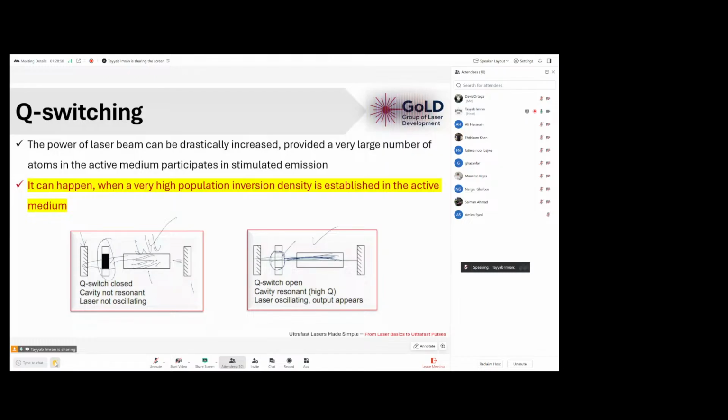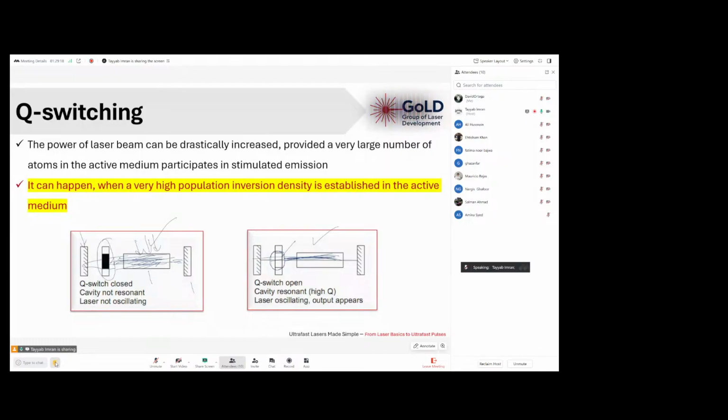Here the population inversion is building up. The laser is not stopped, only the oscillation is stopped. So when the oscillation is abruptly opened, we get a huge bunch of photons, an avalanche of photons, and we get the huge output. This is the explanation of Q switch in simple terms.